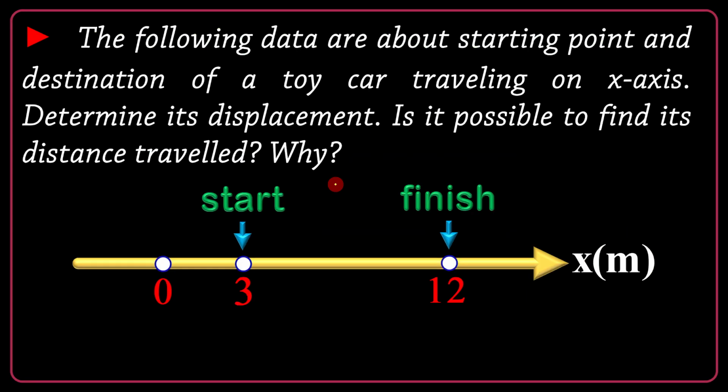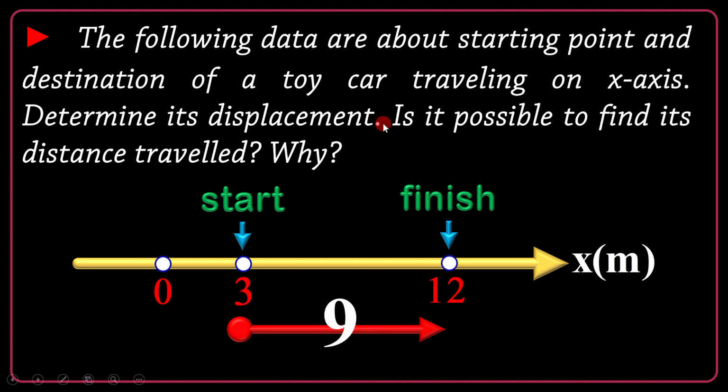Okay, let's consider this case. The following data are about the starting point and destination of a toy car traveling on the x-axis. You see it starts from 3 and ends at 12. Determine its displacement. Okay, displacement is very easy. You should draw a vector from 3 to 12. So it's a vector to the right with 9 meters of length. So displacement is 9. The positive sign for 9 indicates that displacement is to the right.